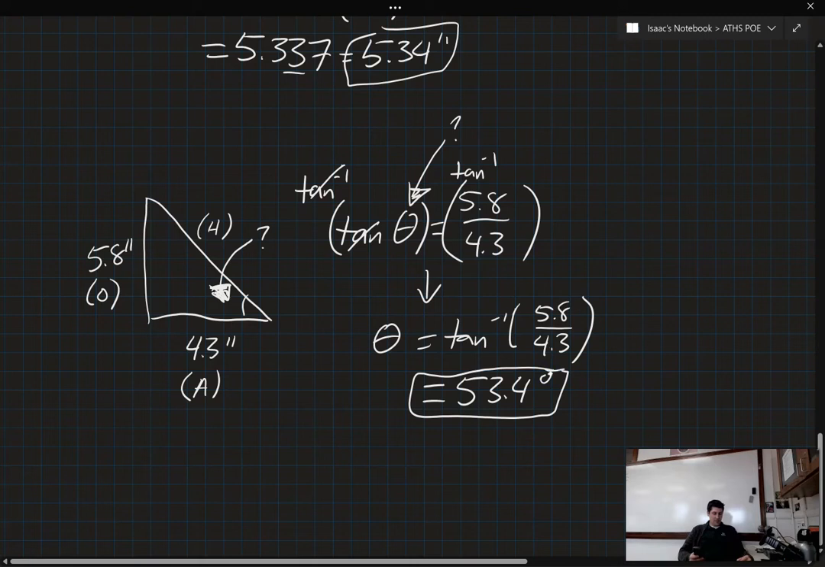And that answer makes sense because 4.3 and 5.8, our two side lengths, are actually pretty close to each other, with a little bit more in the upward one. So it should be above 45 degrees, so this is a reasonable answer. Okay.